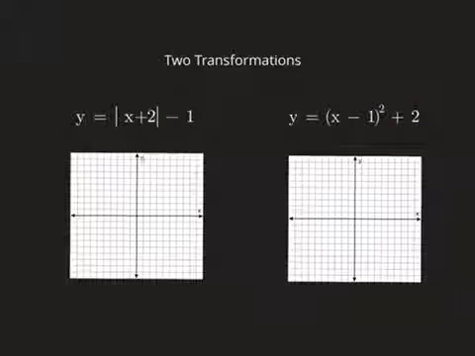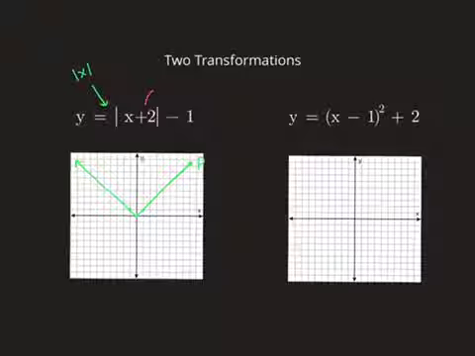Okay, so let's put those two transformations together. So in this first one, we can see that our parent function is absolute value of x. So let's go ahead and plot our absolute value graph first using those 5 points that we talked about at the very start, the ones that we keep using. So here is our parent function.